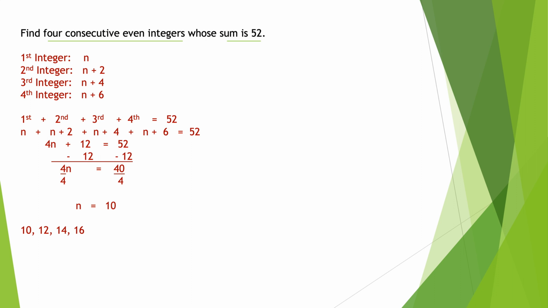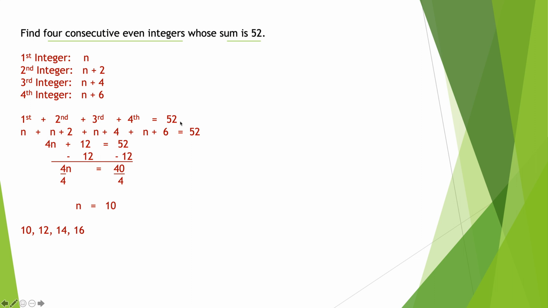4 consecutive even integers, this time whose sum is 52. As soon as you read 4 consecutive even integers, that means there is a first, a second, a third, and a fourth integer. The first one is n, the next one's n plus 2, then n plus 4, then n plus 6. And if you add them all up, you have to get 52. So that's what I'm doing here. The first one is n, the second is n plus 2, third is n plus 4, fourth is n plus 6.